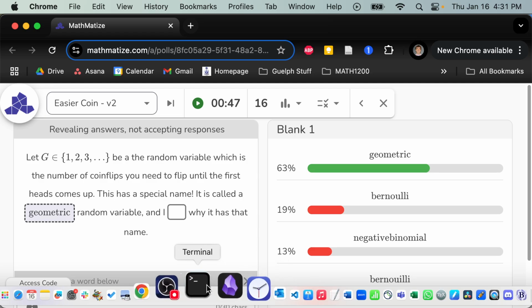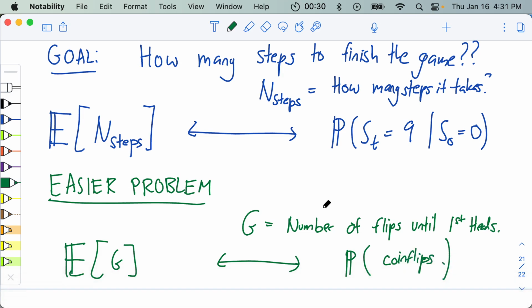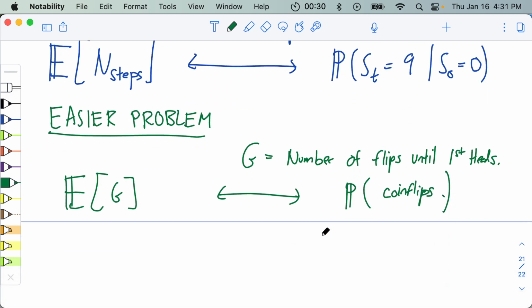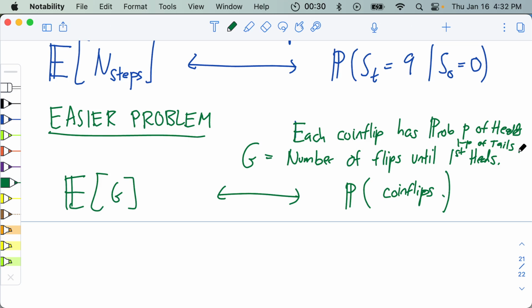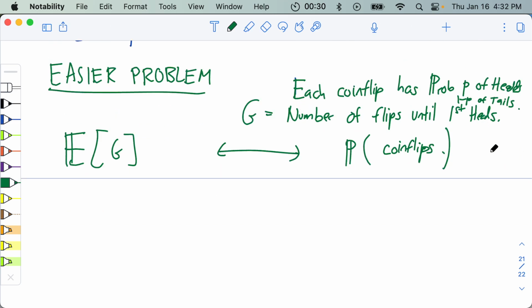All right, let's continue. The thing we want to do is figure out the average value, and I'm going to make things a little more specific. I'm going to say each coin flip has probability P of heads and 1 minus P of tails. A regular coin flip is the case P equals 1/2, but we're going to find the answer as a formula depending on P. So the question is: the expected value of G, the average number of coin flips you need. How does that depend on P?